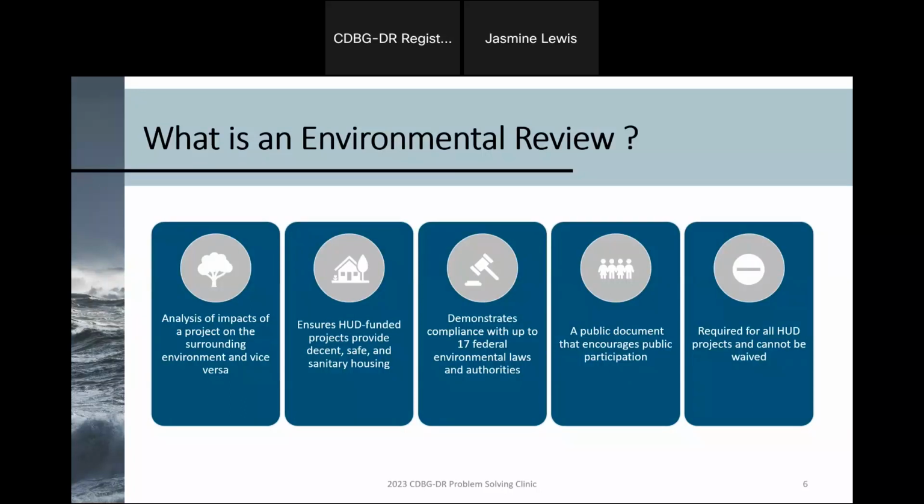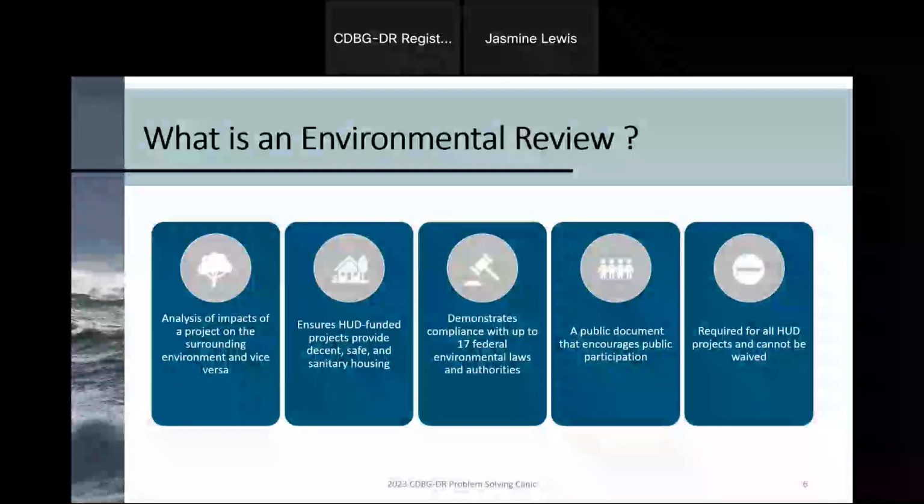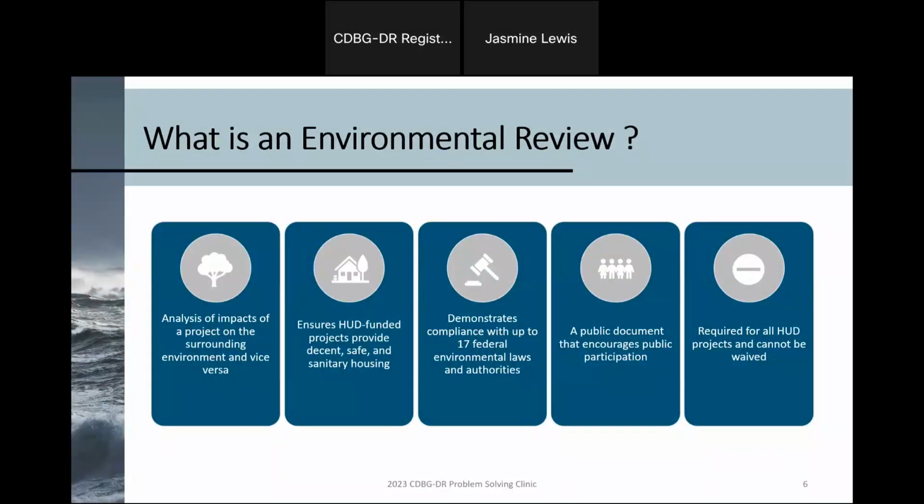Finally, the environmental review is required for HUD projects and cannot be waived. The review itself must cover all anticipated activities as part of the overall project and not just those that are being funded through HUD money. All CDBG-DR projects require an environmental review record, and some are going to be quite simple, while others may take more time.